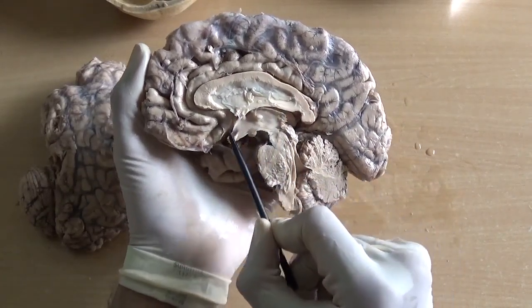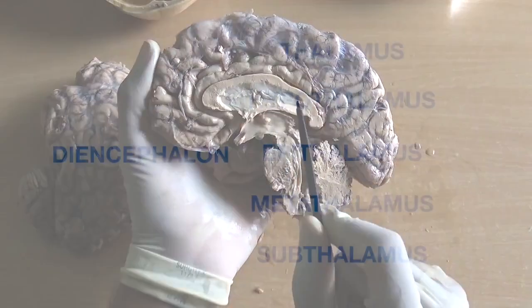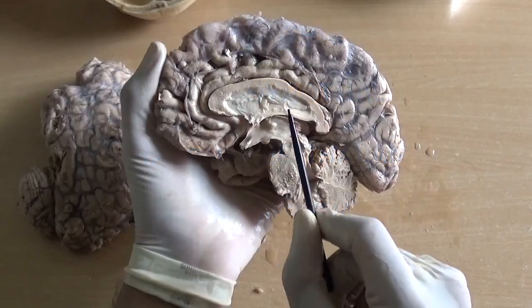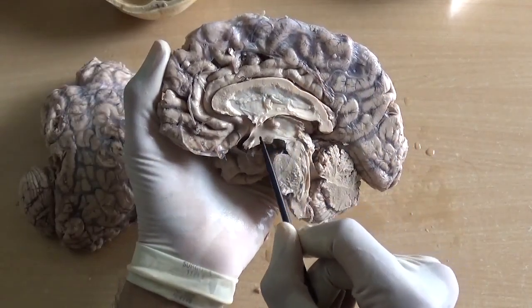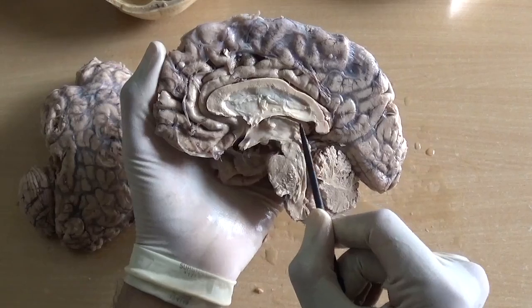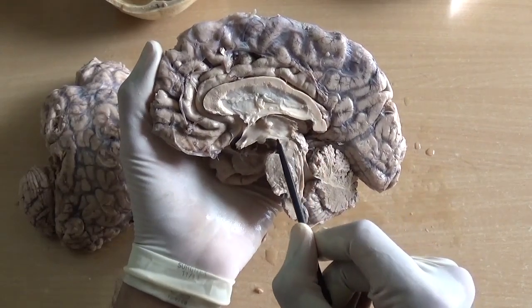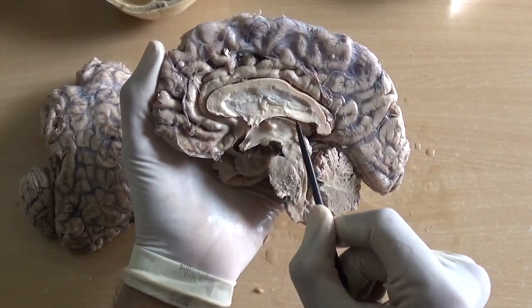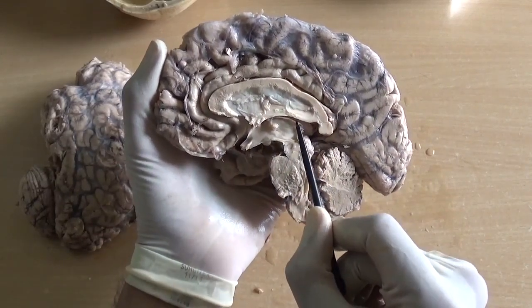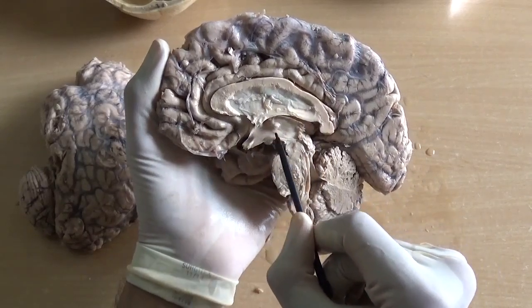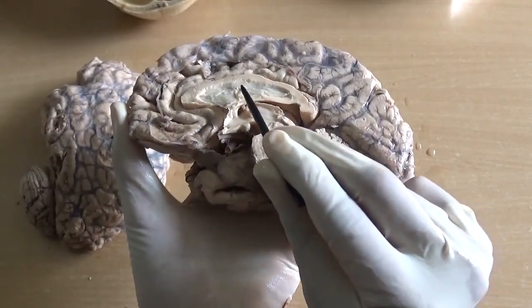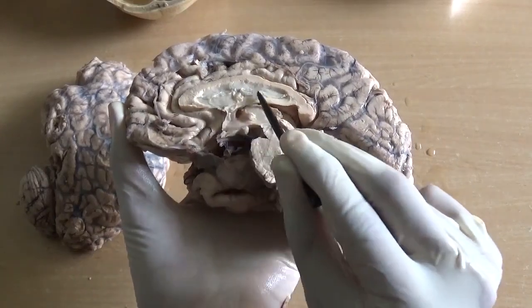Diencephalon is nothing but thalamus, and there are a total of 5 thalami constituting diencephalon, namely thalamus itself, hypothalamus, epithalamus, metathalamus, and somewhere over here will be subthalamus. So there are 5 thalami together forming diencephalon, and the cavity of diencephalon, this territory, is the third ventricle. Now this third ventricle will get communicated with lateral ventricle, which is situated deep inside.